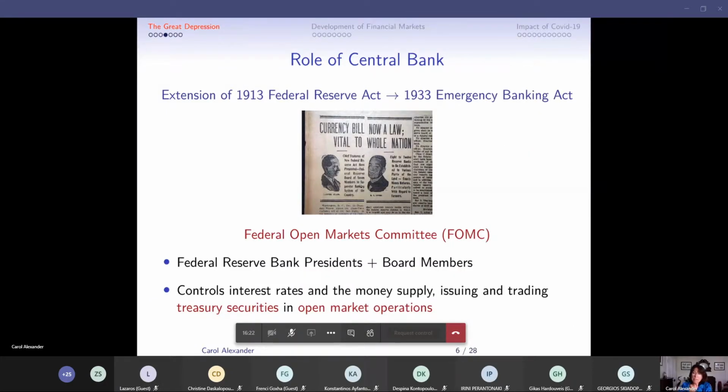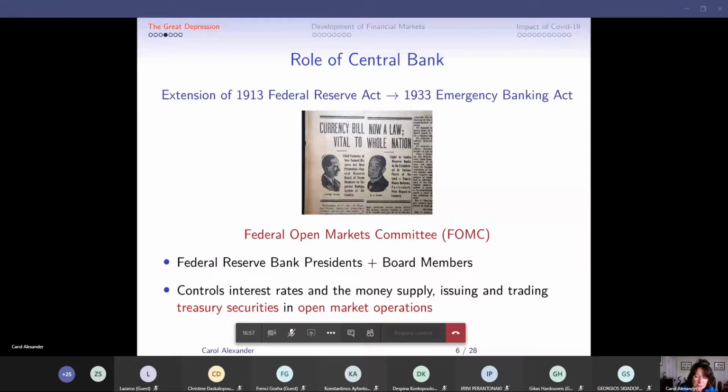Another Emergency Banking Act Theodore Roosevelt enacted in his first 100 days was an extension of the 1930 Federal Reserve Act. Here you see another picture of Senator Glass and Owen here. This was the 1913 newspaper notifying the establishment of the Federal Reserve itself. In 1933, the Emergency Banking Act established this FOMC that we all know and love today. The announcements of the Federal Open Markets Committee are subject of much Wall Street speculation.